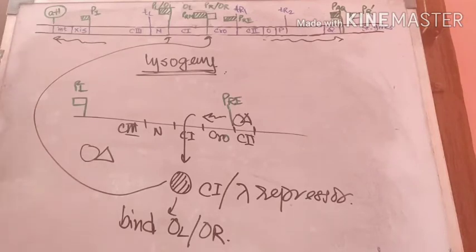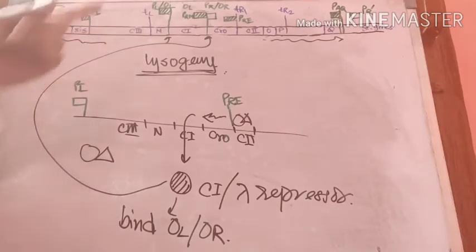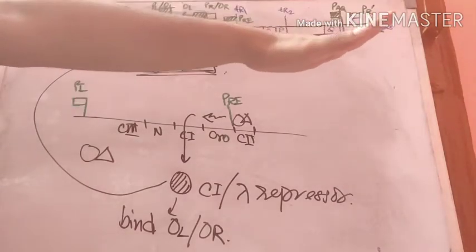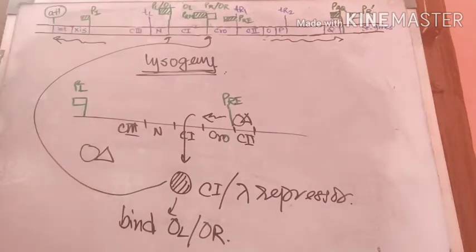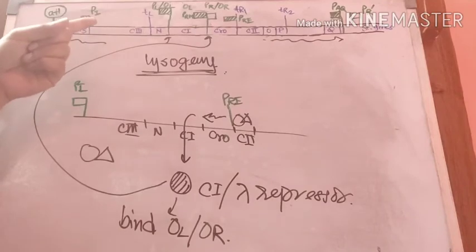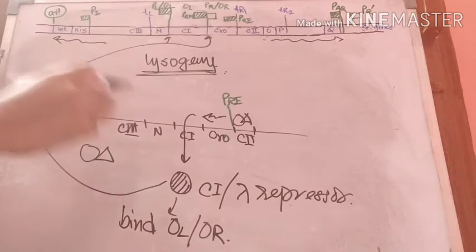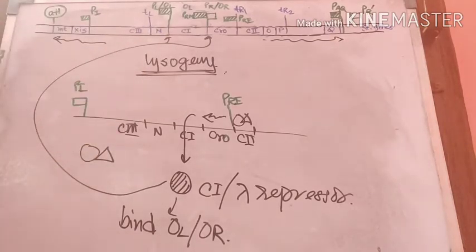Then what will happen? The RNA polymerase will not be able to bind these OL and OR anymore. That is why there is no transcription toward this side, no transcription toward this side, except from PI. Now remember, the PI produces the integrase. Go to that table again and check that PI, that I stands for integrase. PI produces integrase, and integrase is an enzyme which helps to recombine the lambda genome into the bacterial chromosome. Clear? Therefore, the lysogeny starts to establish, starts to set up.